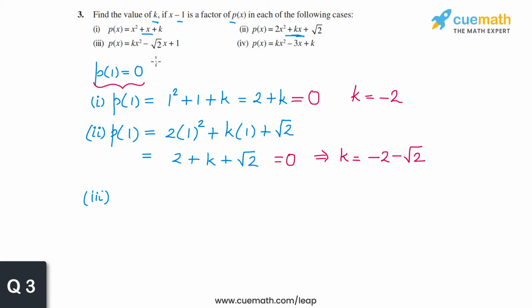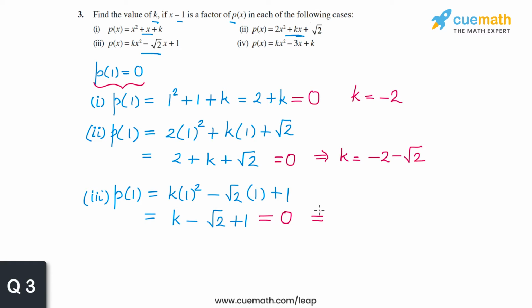Now let's go to the third part. In the third part, p of x is this polynomial kx square minus root 2x plus 1. So let's find p of 1. So p of 1 will be k times 1 square minus root 2 times 1 plus 1, which is equal to k minus root 2 plus 1. So again this should be equal to 0, which means that k should be equal to root 2 minus 1. So this is the value of k for the third polynomial if x minus 1 has to be a factor of p(x).